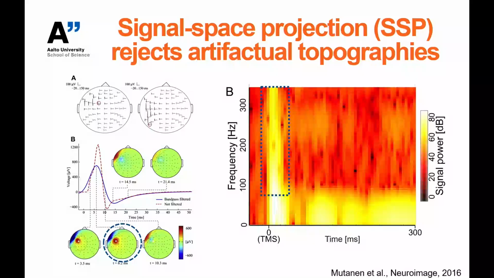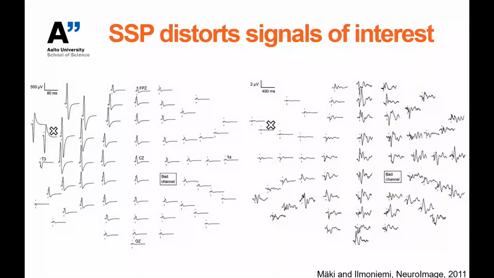And from this high-pass filtered data, you can estimate those topographies that you want to remove. And the signal space projection is a beautiful method for projecting out these topographies. So already 10 years ago, it was shown that the SSP is able to remove and suppress these muscle artifacts.